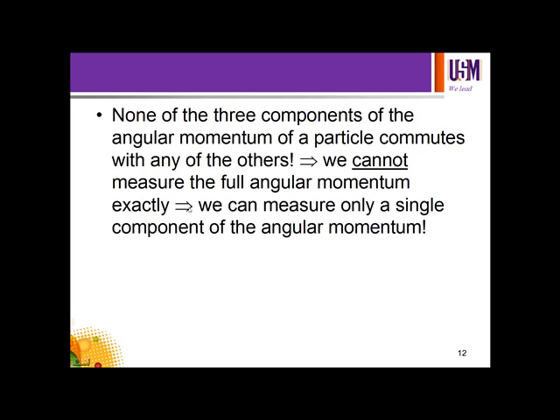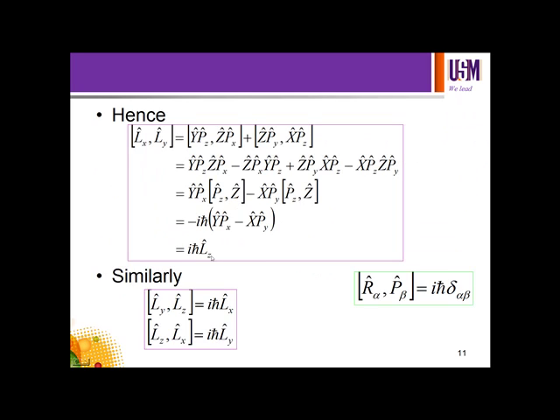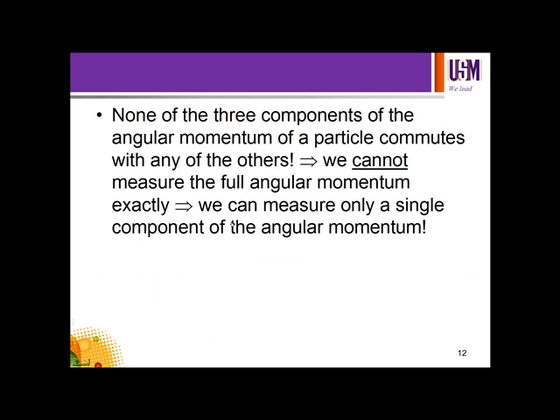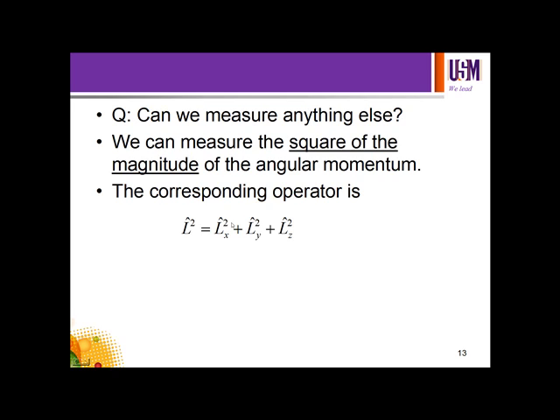So that means we cannot measure the full angular momentum exactly. Okay, we can measure only a single component of the angular momentum. That means we can measure a single component Lz, Lx, Ly, but for the whole angular momentum, we cannot measure it. The question: can we measure anything else apart from the total angular momentum, or the components? The components we can measure. The total angular momentum we cannot measure. Can we measure anything else?